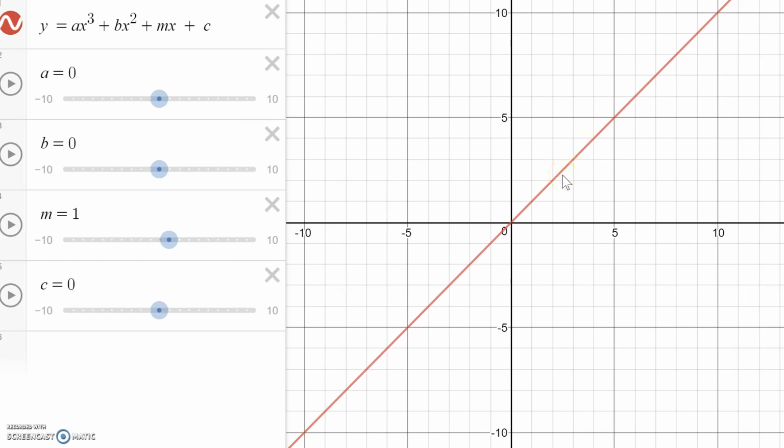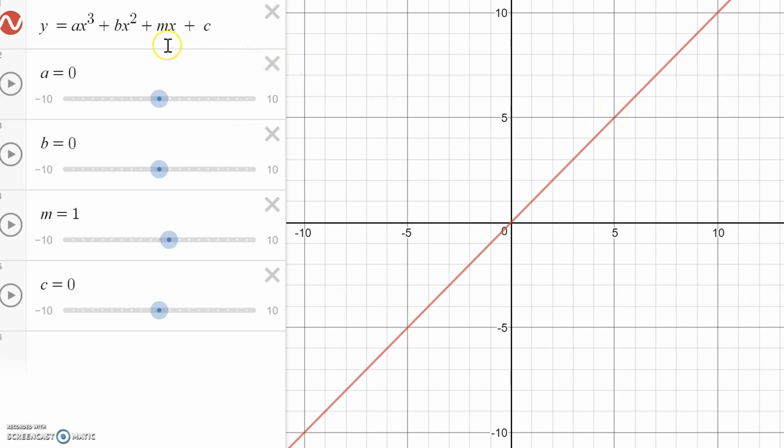Right, what's the gradient of this line? Well, hopefully you're thinking, the gradient's 1. When we go across 1, y goes up by 1. It doesn't matter where we start on our line, if x goes across by 1, y goes up by 1. It tells us the steepness of this line.